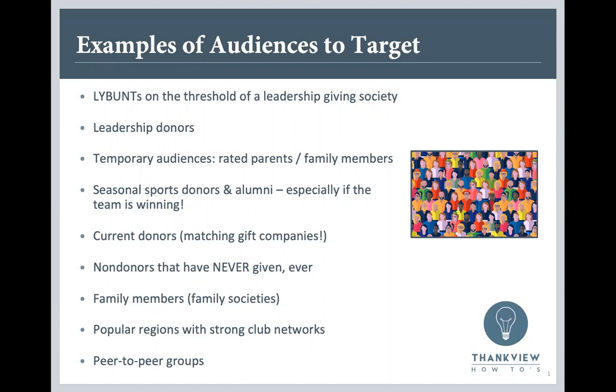Family members, like family societies, are a great way to stress perks and benefits and showcase insider information, especially over video. Popular regions with strong club networks, considering maybe doing some sort of student story, scholarship story from a person in their region that's benefiting from generosity, like giving back. And then peer-to-peer groups, looking at ways that we can use our existing volunteer base to literally put a face on an event invitation or philanthropy or any kind of initiative that would just go further if it was less institution to prospect driven and instead prospect to prospect driven.